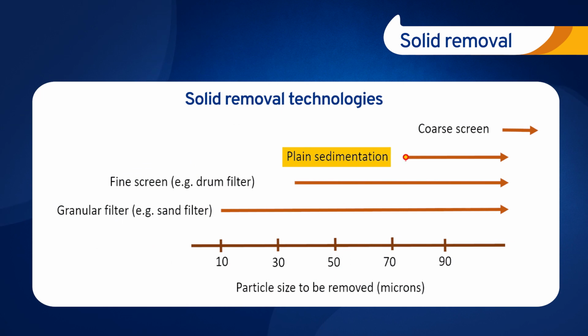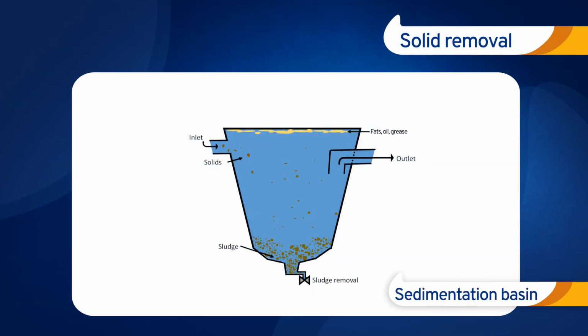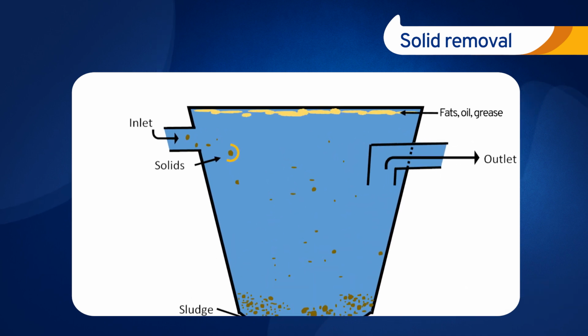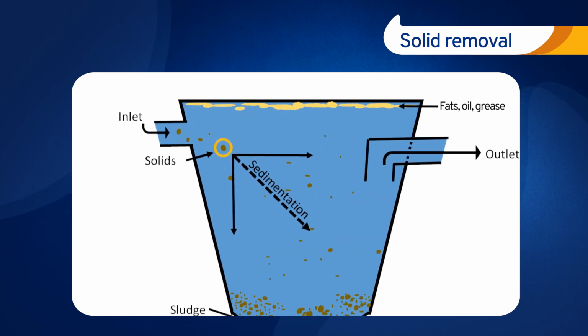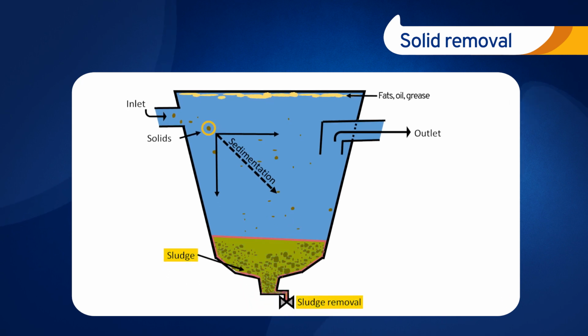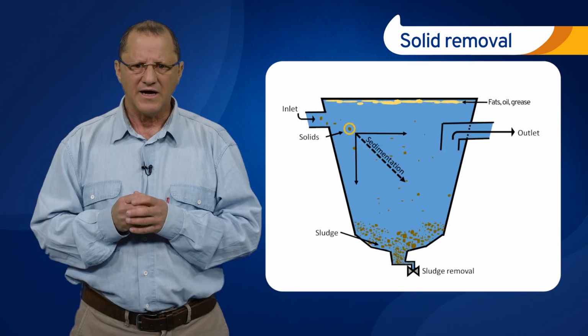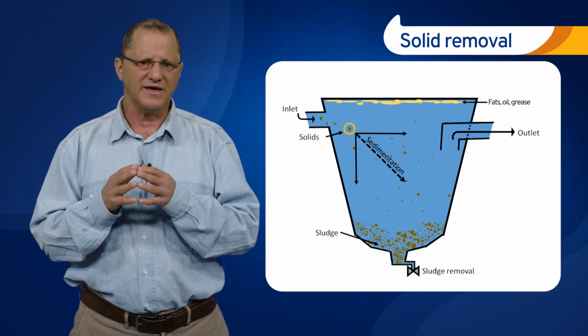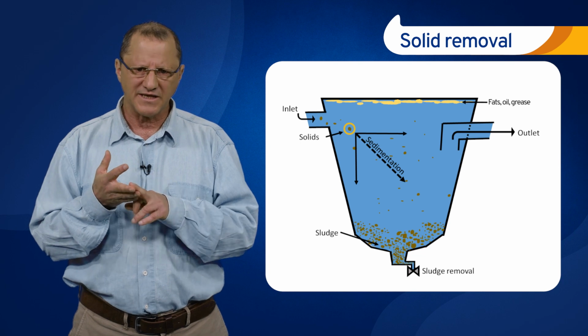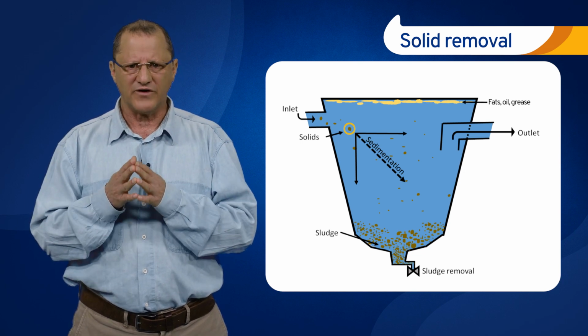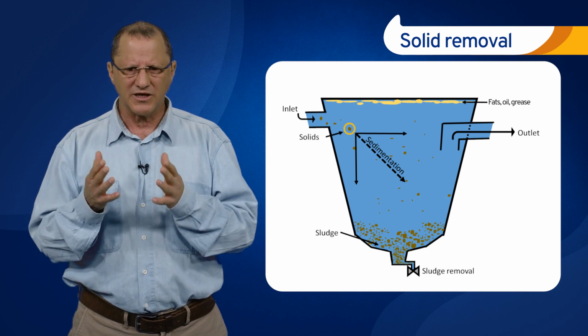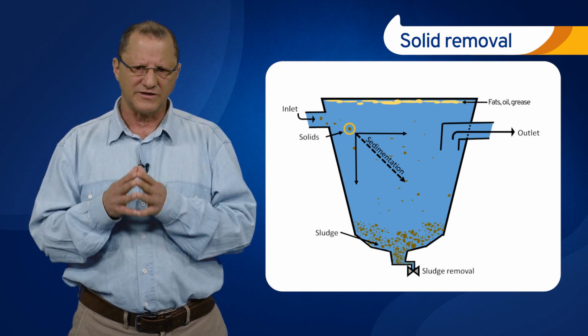Removal of suspended solids with an average diameter greater than 75 microns can be efficiently and economically performed using a sedimentation basin. In principle, a particle will settle and accumulate as sludge at the bottom of the tank if the gravity force pushing it down is greater than the drag and buoyancy forces that push it upwards. Other than particle size and properties, the liquid properties, flow pattern, basin dimensions, and several other factors affect sedimentation. But sedimentation tank design is beyond the scope of this course.